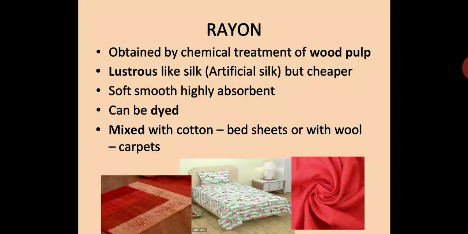So rayon is obtained by chemical treatment of wood pulp. Lustrous like silk, called artificial silk, but cheaper. They are soft and highly absorbent. They can be dyed, so dyeing is easy for rayon, and mixed with cotton you can make bed sheets, or with wool you can make carpets. So these are a few properties and uses of rayon.